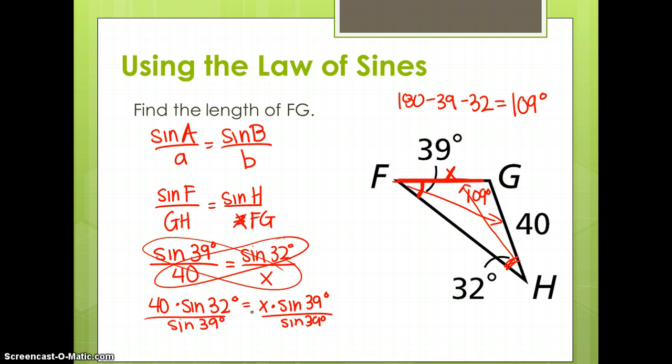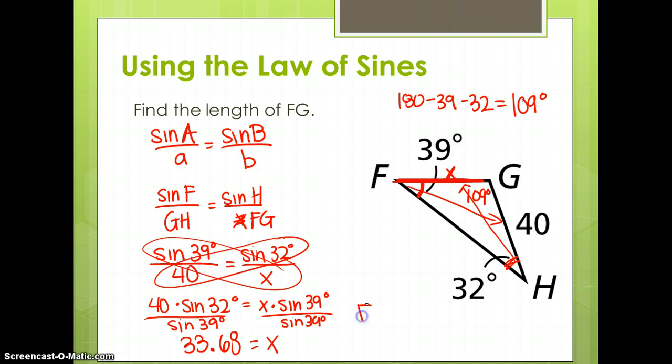Making sure you're in degree mode. You type this in, you should get that x is equal to... And because it's a side length, I'm going to round it to hundredths. I'm getting 33.68. No units on that.